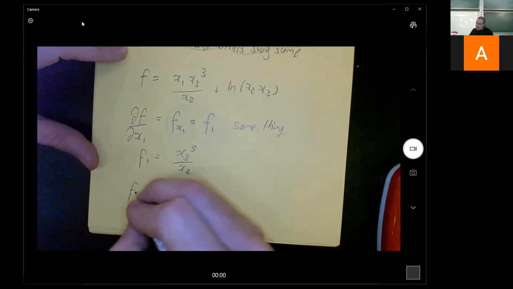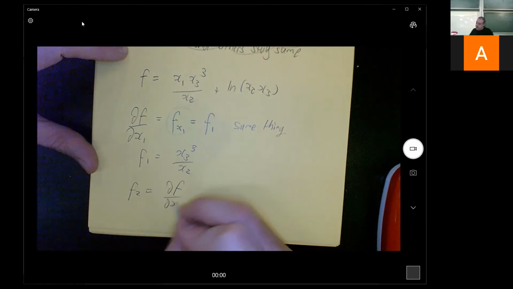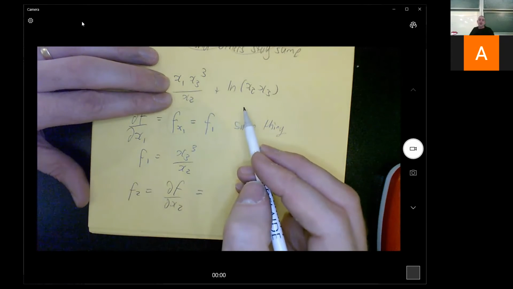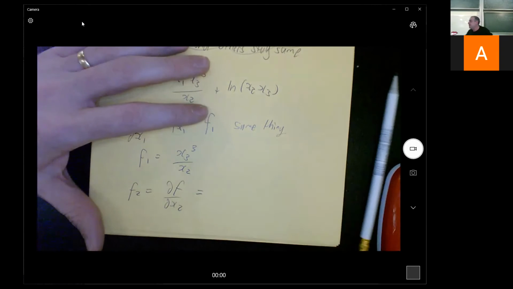Right. So f2 would be df on dx2. Now, that one's not as easy to do. All right, I'm going to rewrite my function on the next page because I don't have the space.